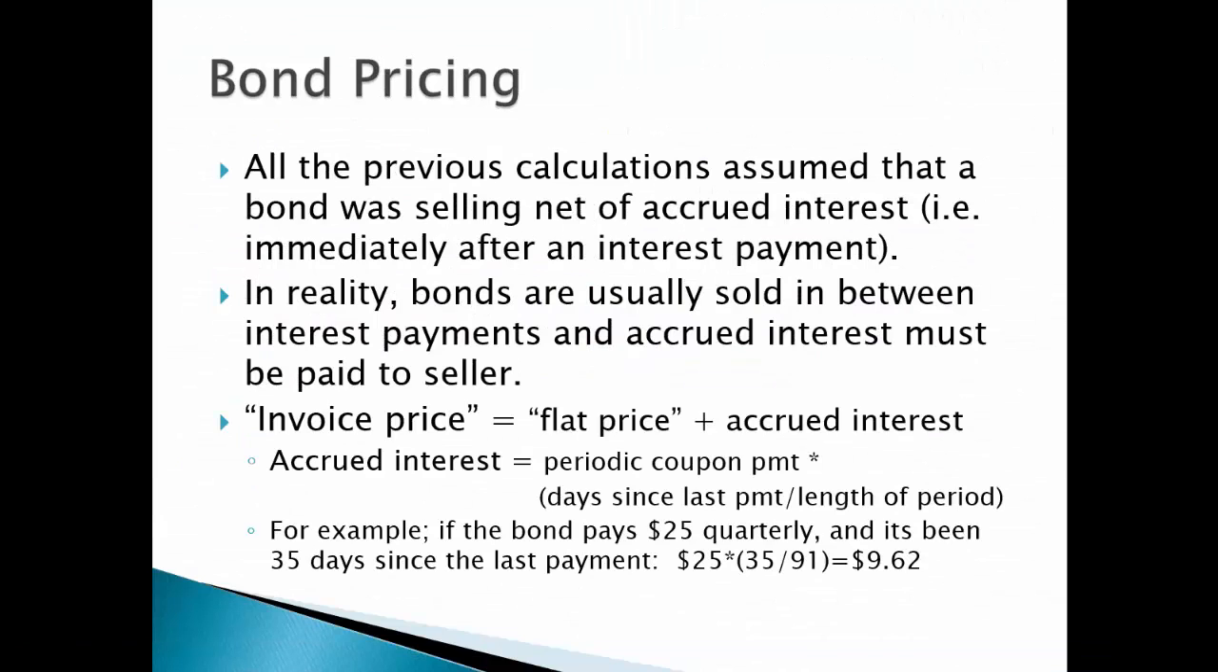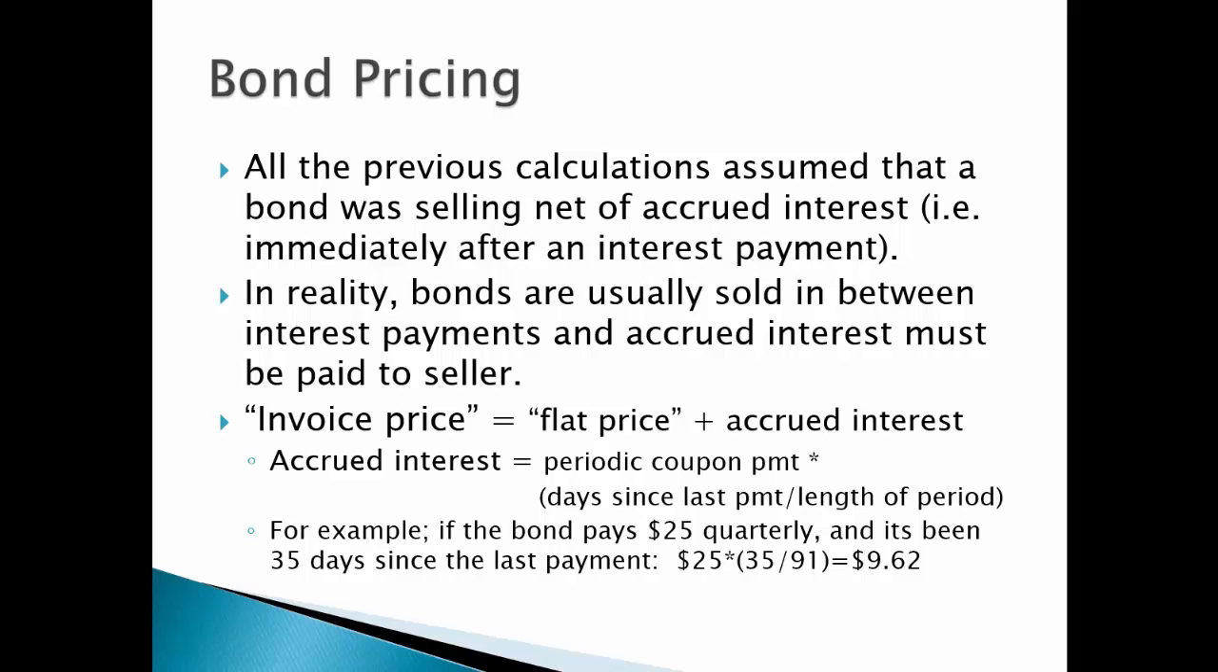Some more about bond pricing. All of the calculations that we've done so far are to get the flat price of a bond, that is to say, the price net of any accrued interest that might be there. We've in effect been assuming that we're buying or selling bonds immediately after an interest payment, so there's no accrued interest to deal with. In reality, however, bonds are usually sold in between interest payments, and so there's accrued interest that must be paid to the seller of the bond.